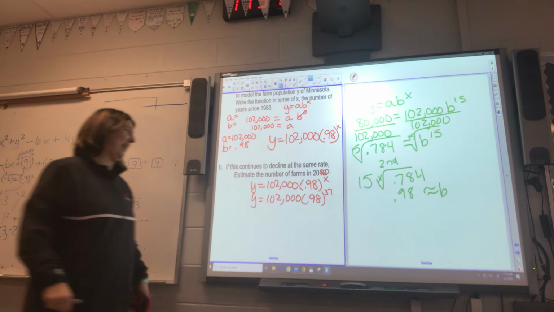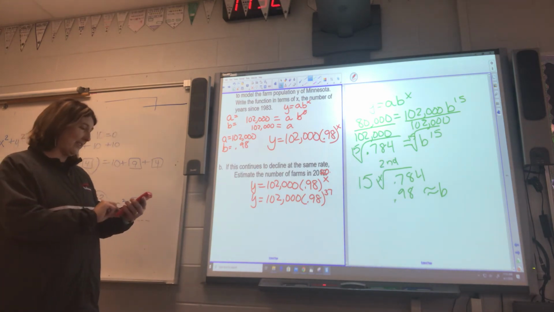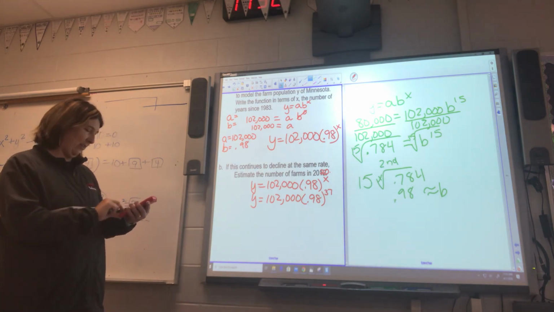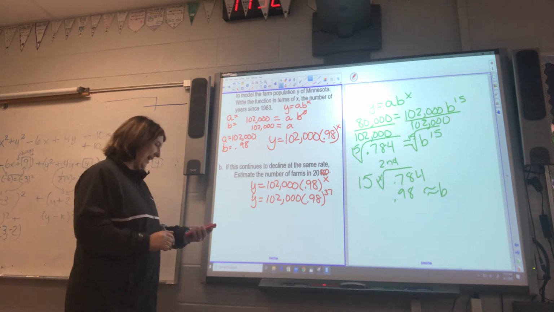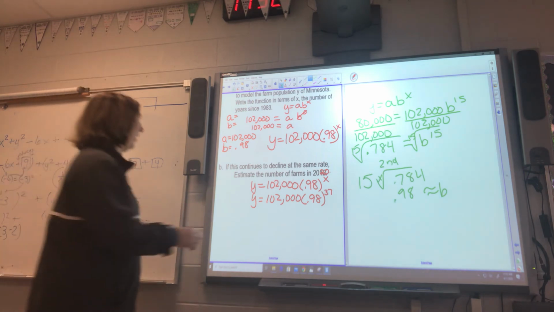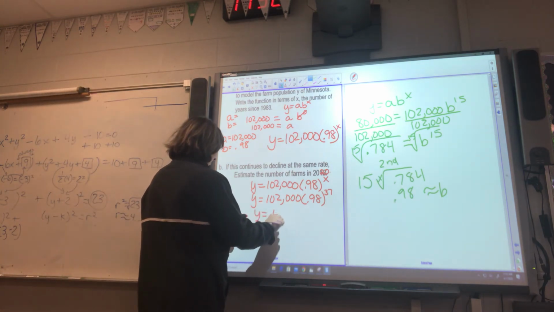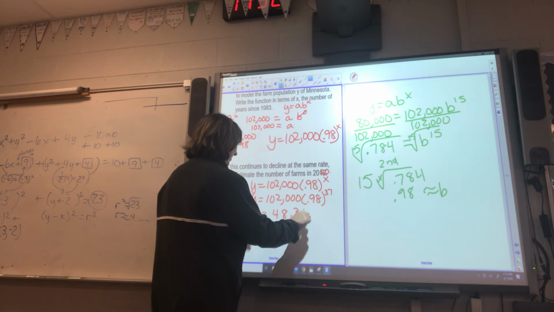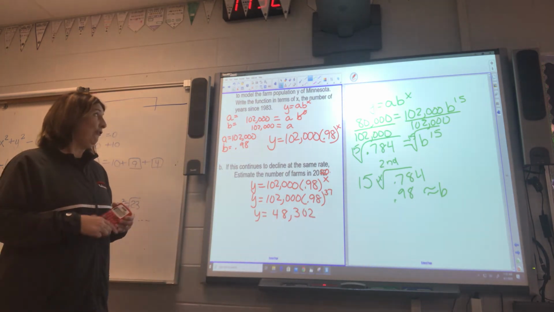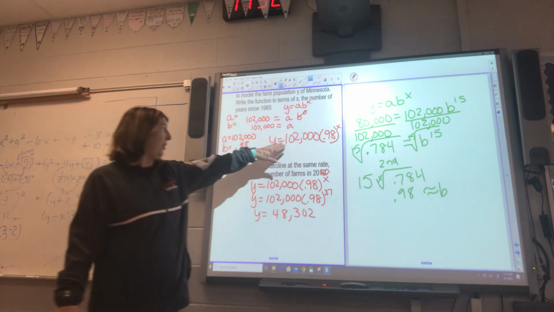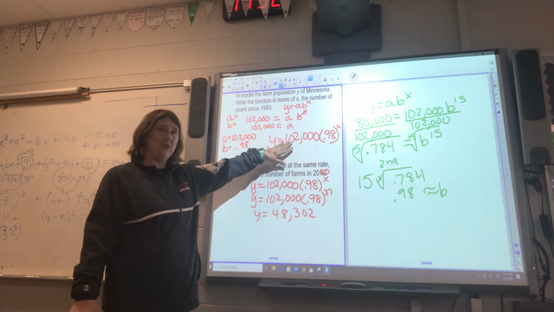years since 1983. So I can plug this in to the calculator, 0.98 to the 37th power, and we get around 48,302 farms. Significant drop from the 102,000 37 years ago.